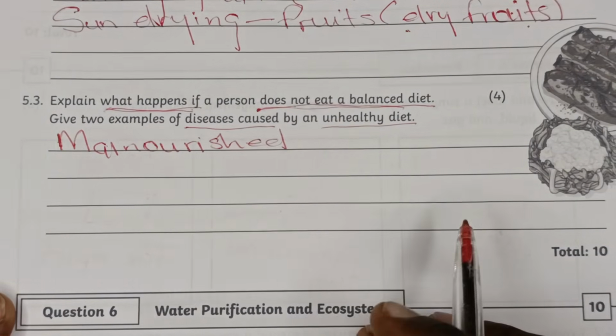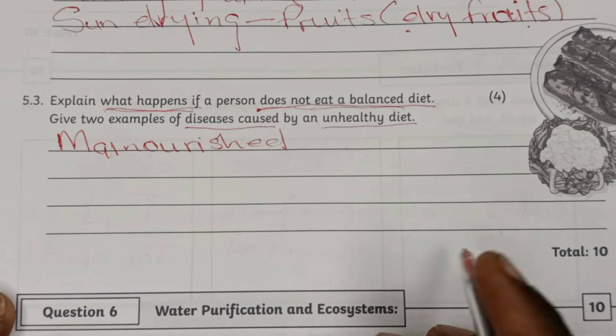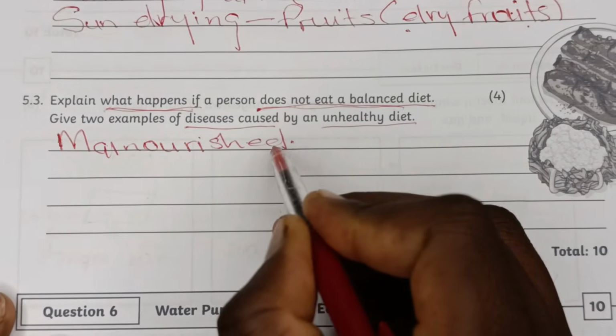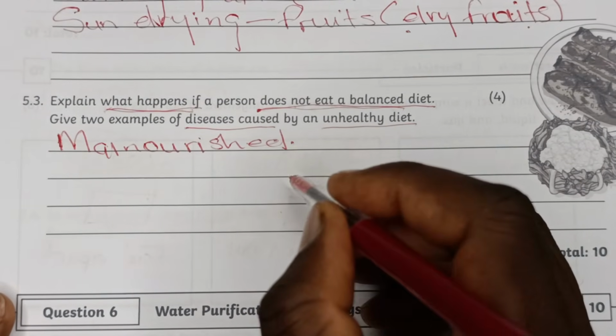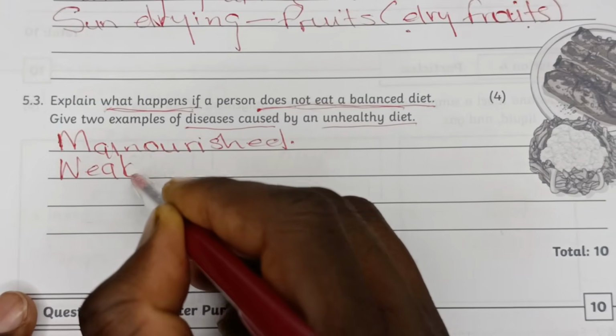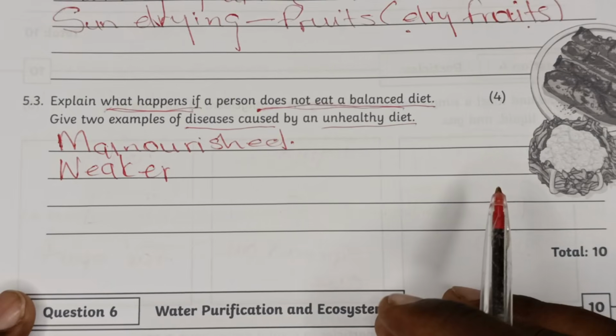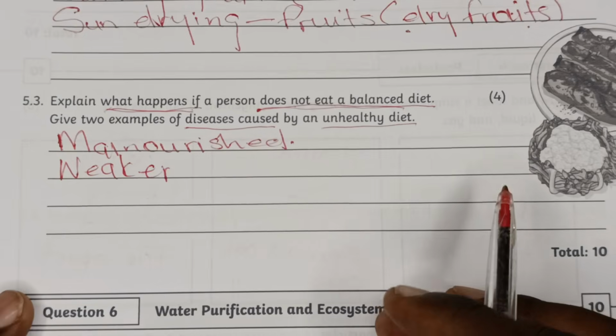Malnourished. This means that you do not have enough nutrients that are needed by your body. So you become malnourished, and you can become weaker. I know of people who were told that their bones are weak because they lack the nutrients that make bones stronger.